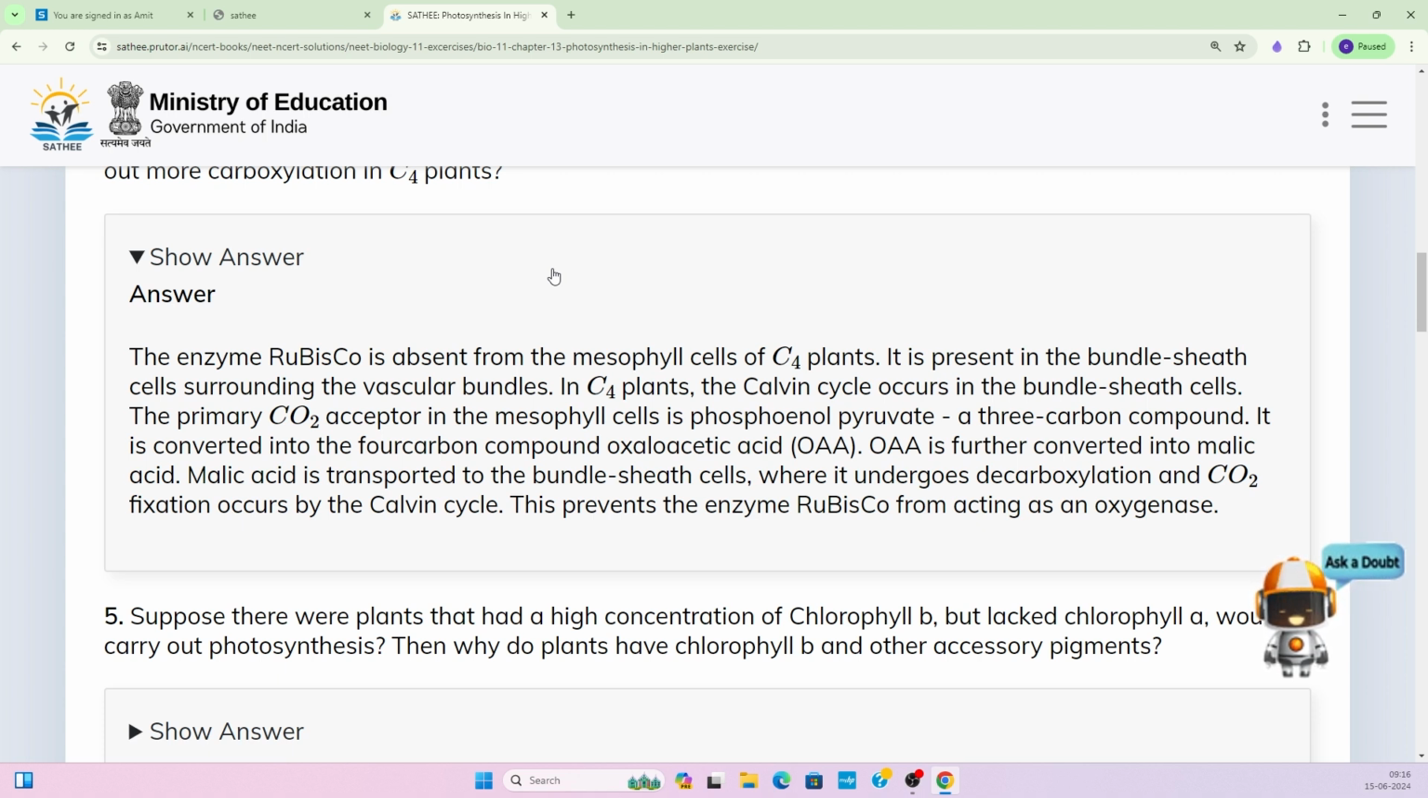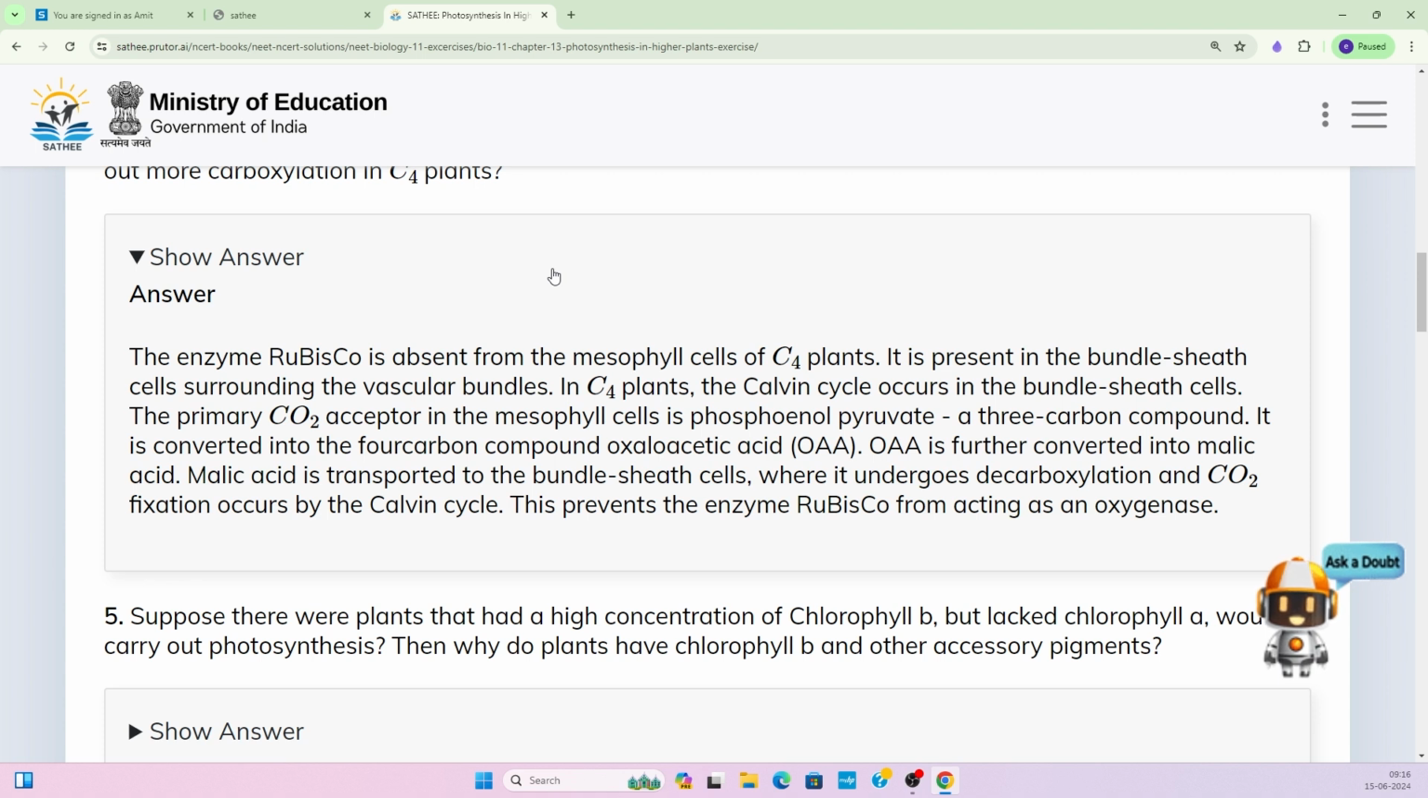So the primary CO2 acceptor in the mesophyll cell is the phosphoenol pyruvate, right? A 3-carbon compound. So this phosphoenol pyruvate is present in the mesophyll cell and it is a 3-carbon compound. So it is a primary acceptor. Okay, this is the primary acceptor that accepts the CO2 and it is converted into the 4-carbon compound oxaloacetic acid. Very, very important. The first stable compound is the oxaloacetic acid. Now this oxaloacetic acid is further converted into malic acid, right? This is converted into malic acid.